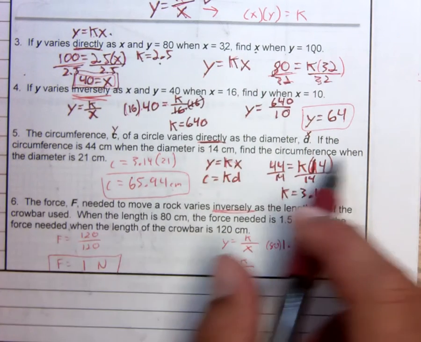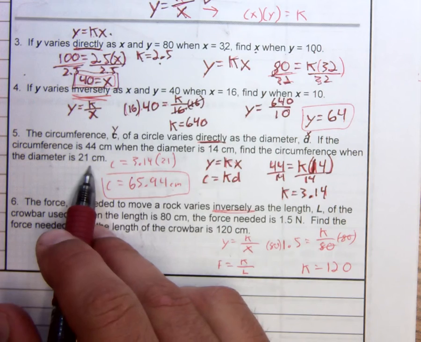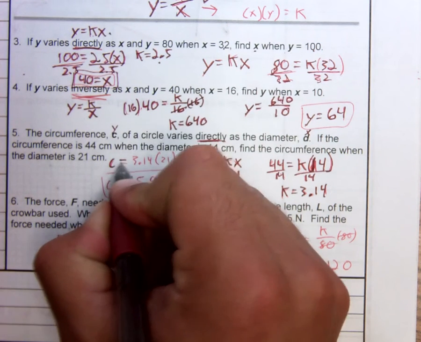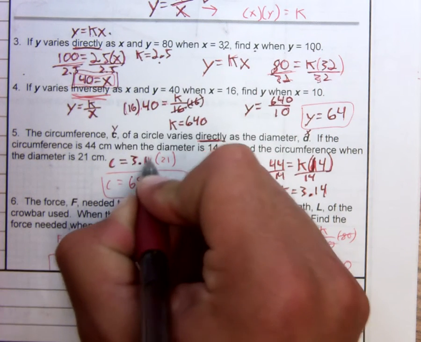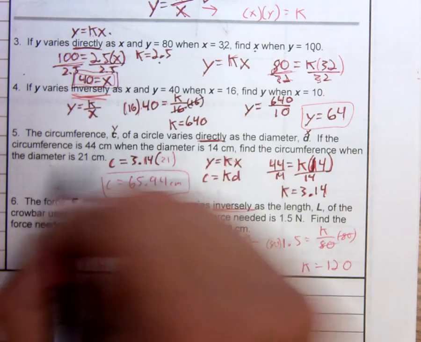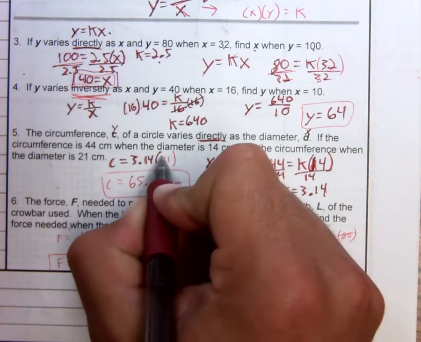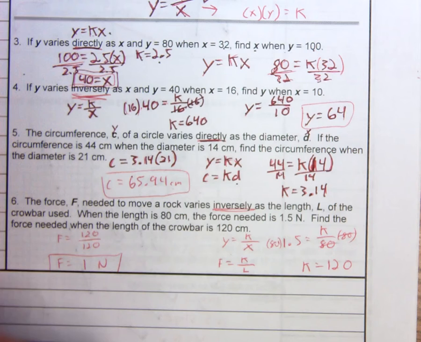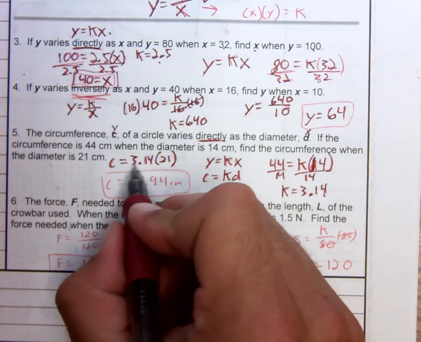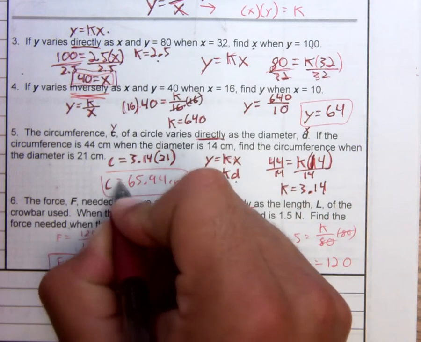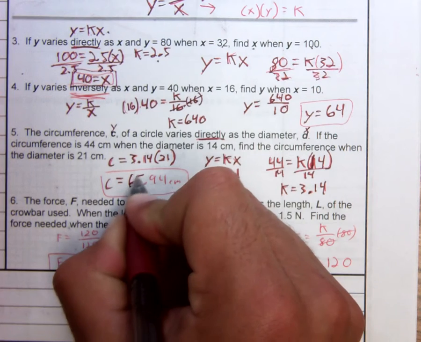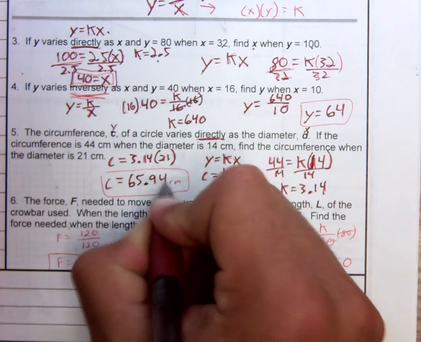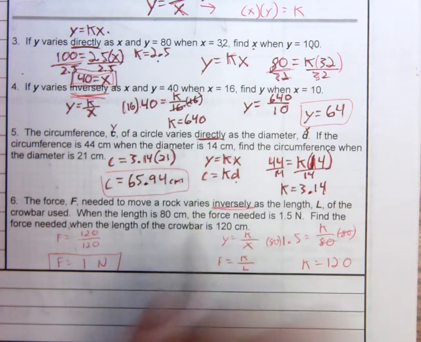Let's continue now. It says, find the circumference when the diameter is 21. So, we don't know the circumference, but we just found k was 3.14. And we know that the diameter, our D, is 21. Calculator, go to work. 3.14 times 21. C equals 65.94, and I think we're talking about centimeters. There you go.